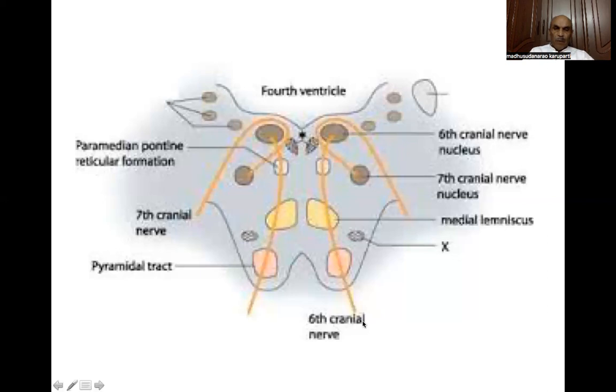Well, more ventral medial you find the pyramidal tract, and the fascicles of the sixth nerve pass close to the pyramidal fibers. So infarcts involving this area result in the involvement of the sixth nerve nucleus with contralateral spastic hemiplegia, the characteristic feature of Raymond syndrome.